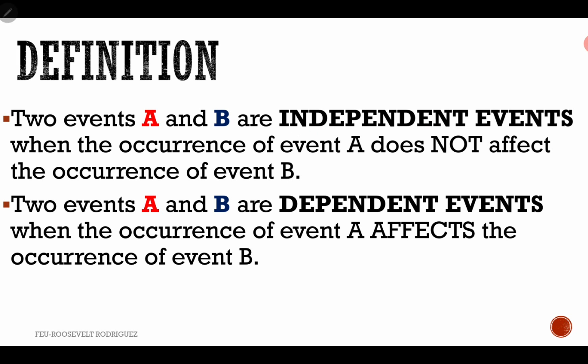Now, for our second type, 2 events A and B are dependent. That is dependent when the occurrence of event A affects the occurrence of event B. Later, I will give some examples of independent and dependent events. So, when the occurrence of event A affects our second event, that is a dependent event.